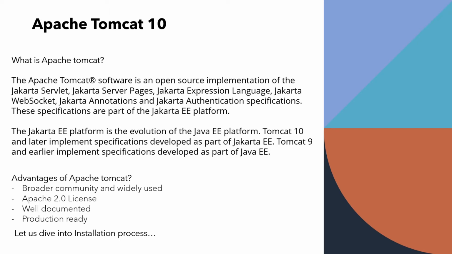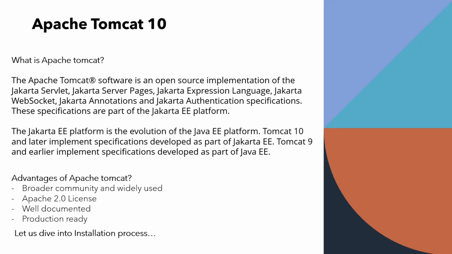The Jakarta EE platform is the evolution of the Java EE platform. Previously it was called Java EE. Tomcat 10 and later implementations follow specifications developed as part of Jakarta EE. The earlier versions before Tomcat 10 were all based on Java EE.